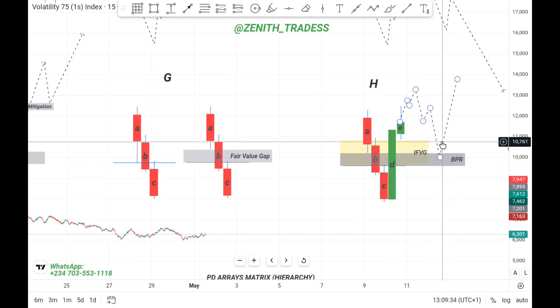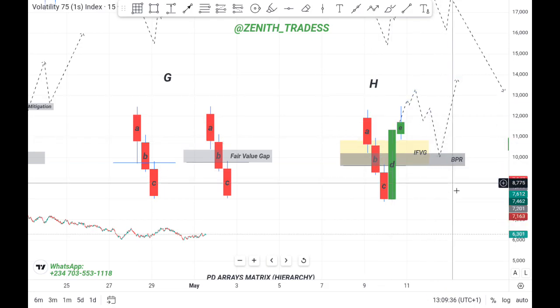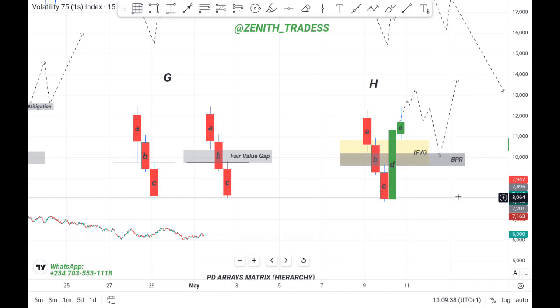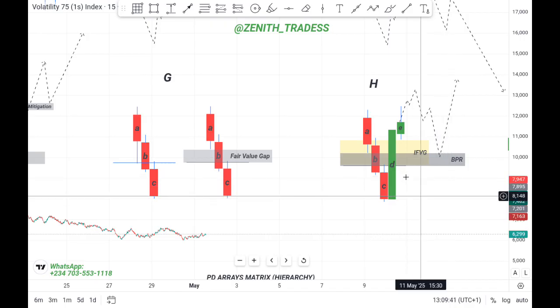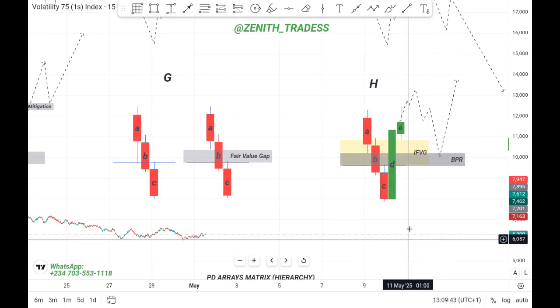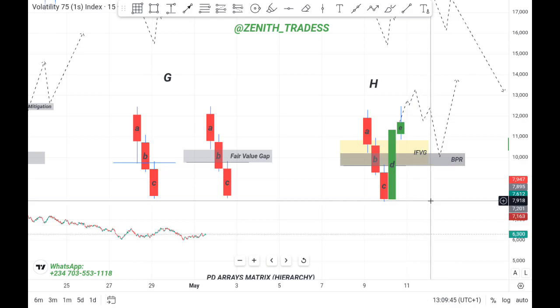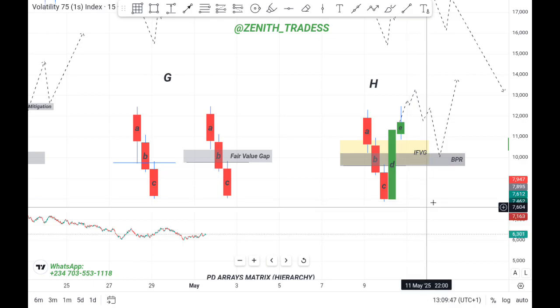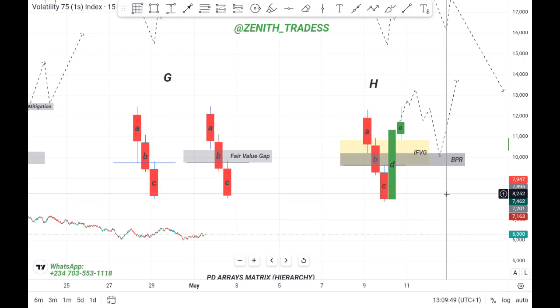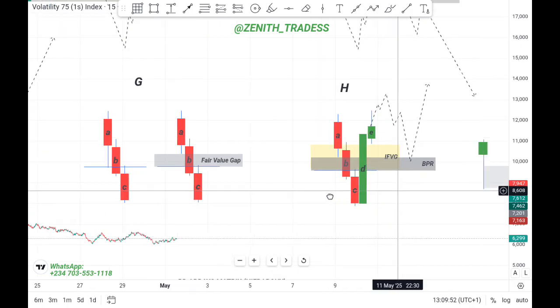All right. So this is what we call inverse fair value gap, and it's the inverse fair value gap that gave us the balanced price range. The balanced price range is just a refinement of the inverse fair value gap. That's all. A balanced price range is a refinement of the inverse fair value gap, so that we can find the sniper entry there.